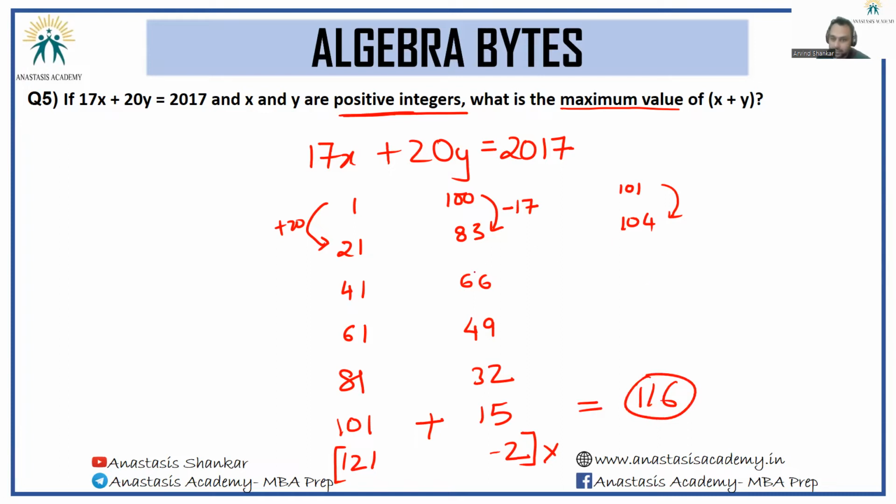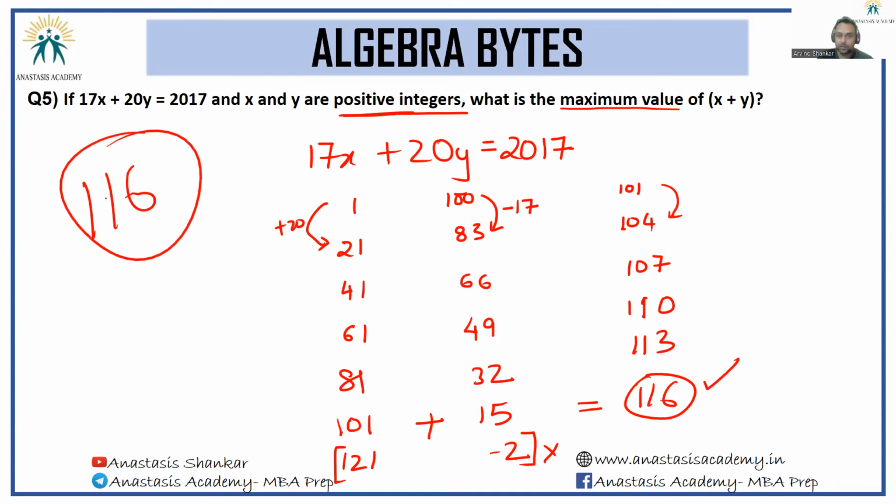In case you are interested, you can also go ahead and see that the interim values would also have been increasing in steps of 3 only. The max value that we get is 116, which is the answer to this question.